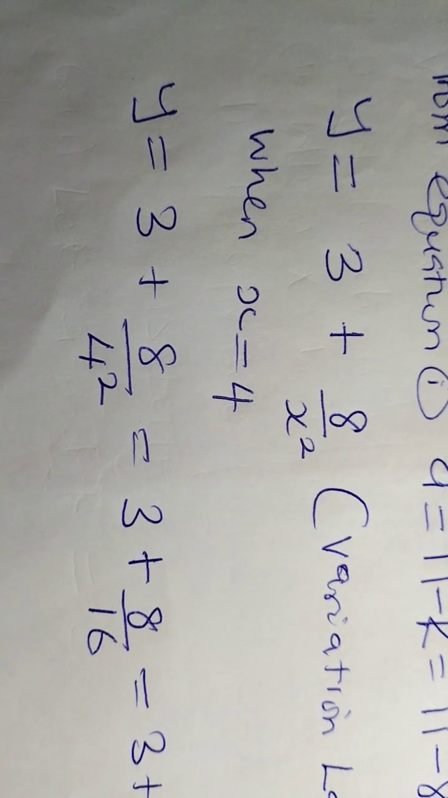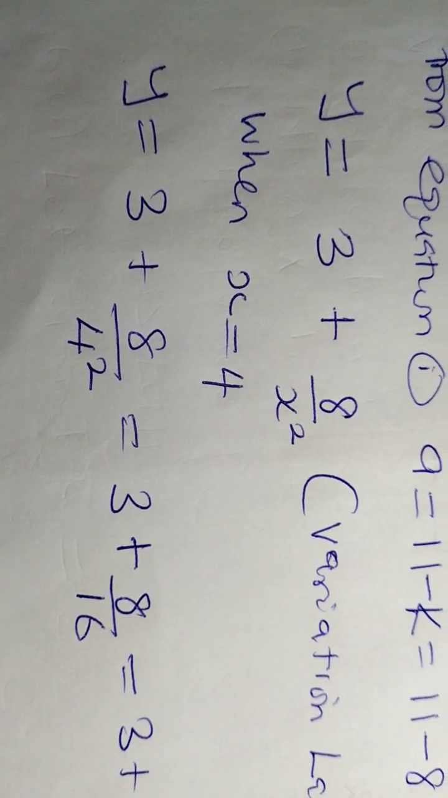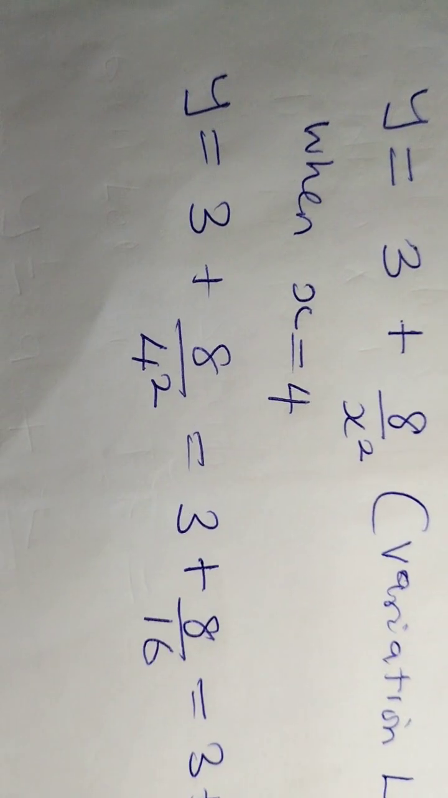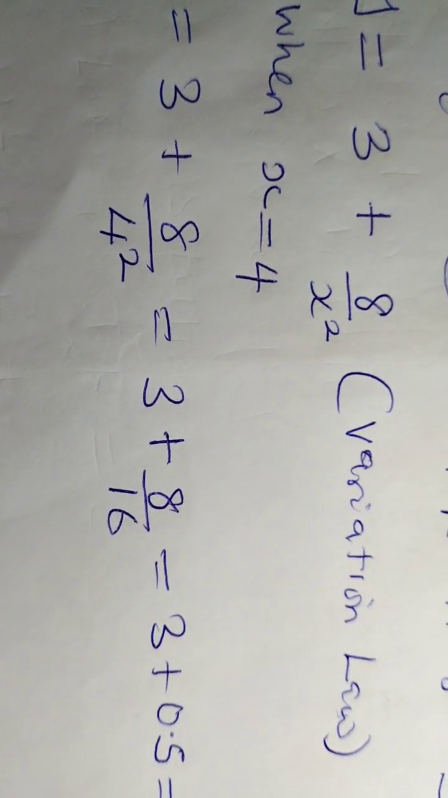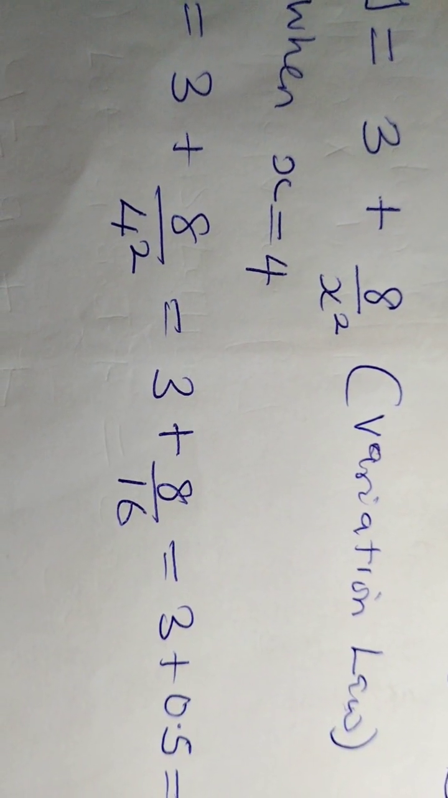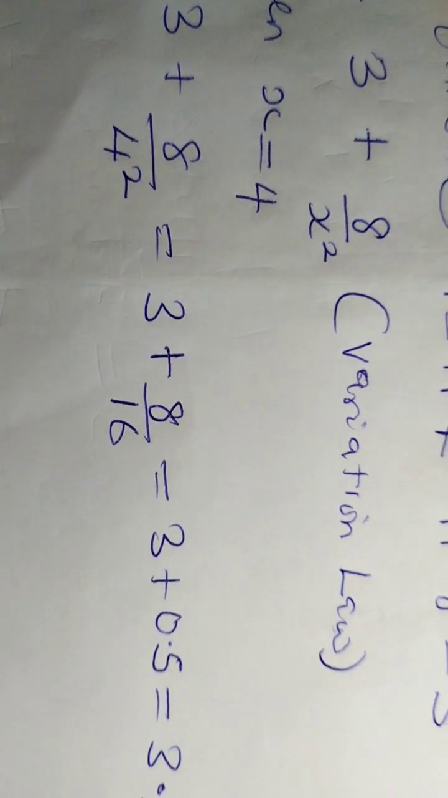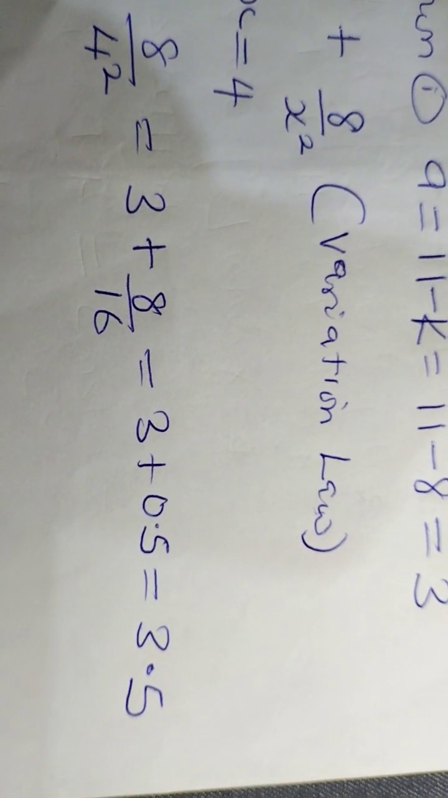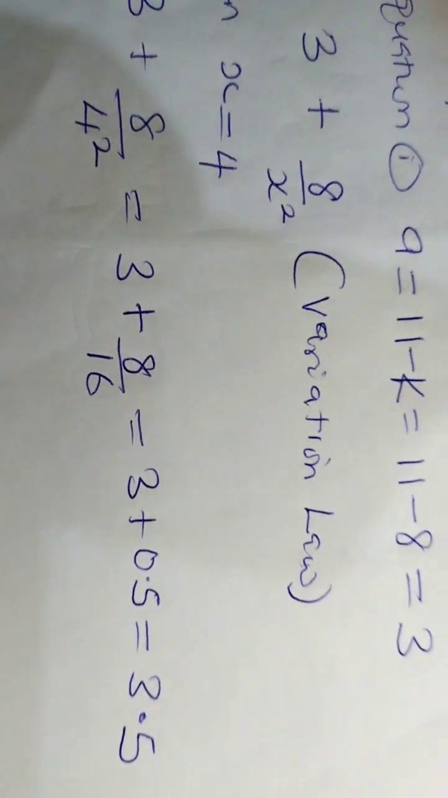Then when S is 4, what do we do? We'll replace S with 4 in the equation, so we'll now have 3 plus 8 all over 4 squared. That gives us 3 plus 8 over 16, because 4 squared is 16. 8 over 16 is 1 over 2, which is 0.5. So we'll have 3 plus 0.5, and that will give us 3.5 as our answer. Y equal to 3.5.